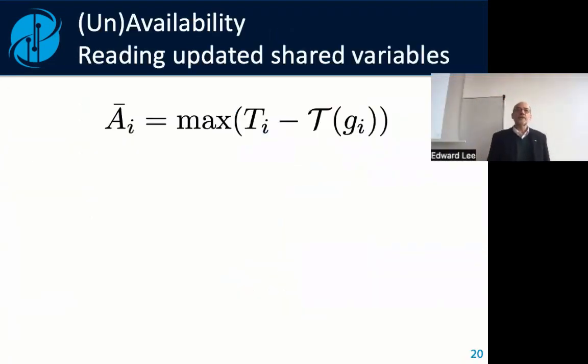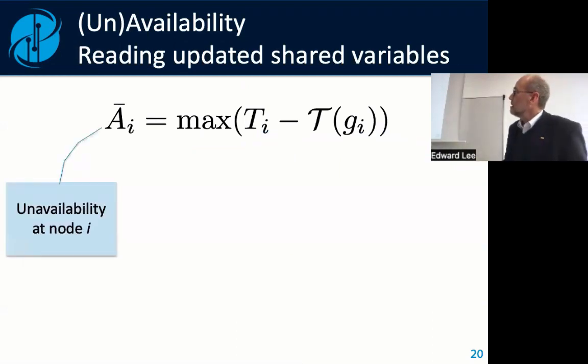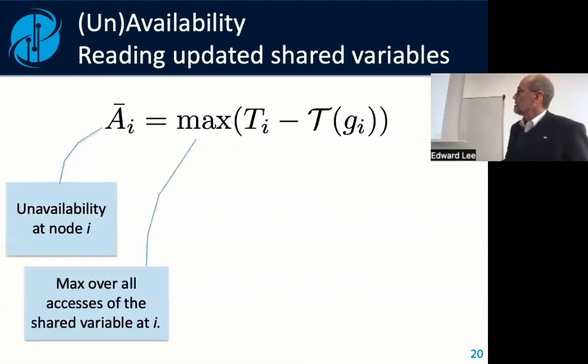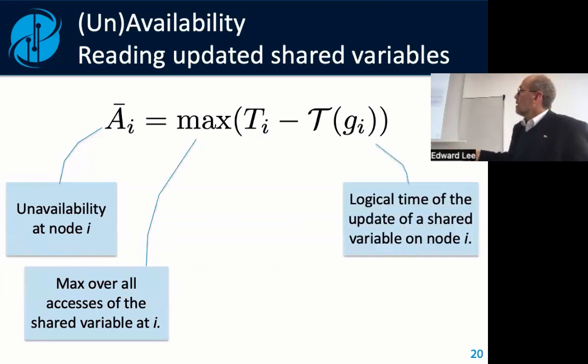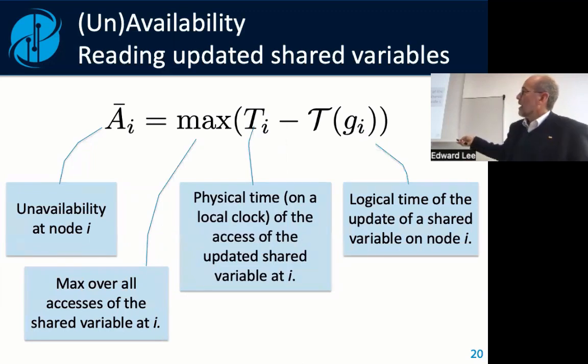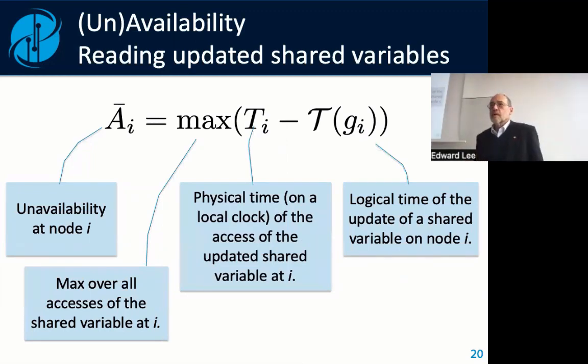Okay, so we can quantify availability as well in a very similar way. Again, we quantify unavailability instead of availability because it's numerically more convenient. So the unavailability at node I is the maximum over all accesses of a shared variable at I of the difference between the logical time of the shared variable and the physical time at which the access occurs. Okay, so in general, you're going to be delayed in your ability to access a shared variable.